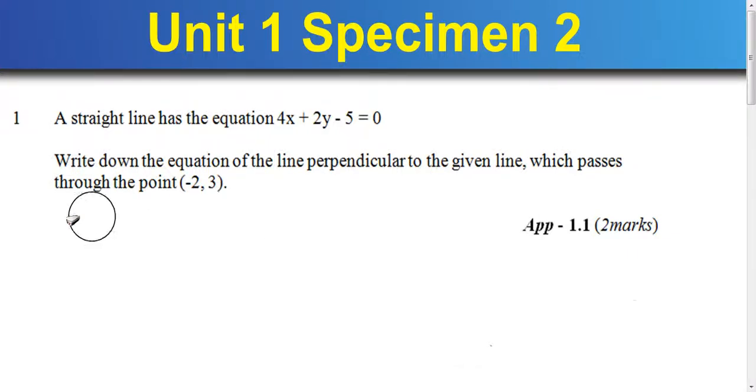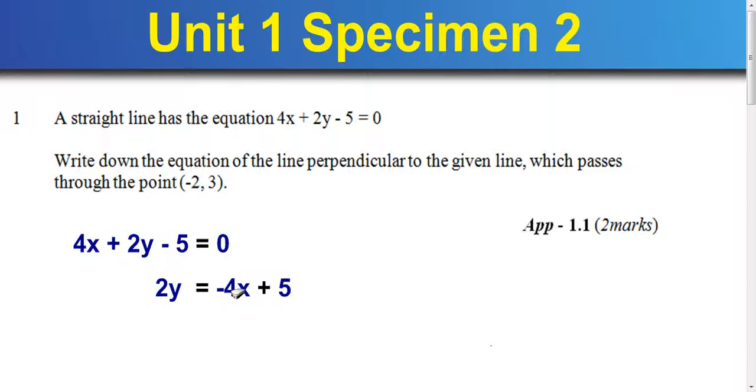So the first task here is to get the gradient of this line, and then to work out the perpendicular gradient. To get the gradient of this line, I need it in the form y equals mx plus c. So I need 2y and then an equals. So I want to take that 5 over the other side, and I also want to take this 4x over the other side. Now when you take it over the other side, the signs change. Basically you're adding 5 here, and you're taking away 4x.